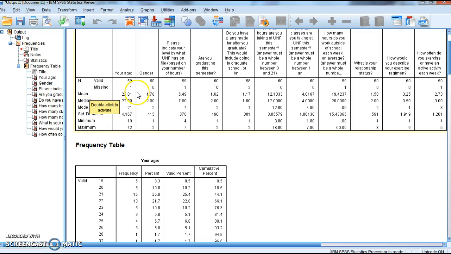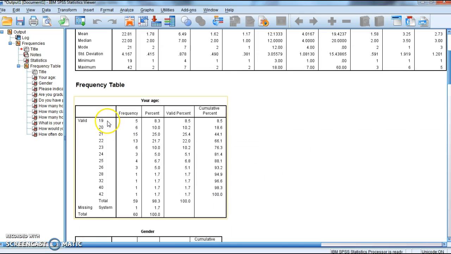So on average, we're seeing that people in our class are around 22 years. Now, of course, a mean for a variable like gender doesn't really make sense, but we can look at the mode. So most are female, and we are actually seeing that a lot are graduating this semester. So when we look down here, we can see we have a range of people all the way from 19 to 42.